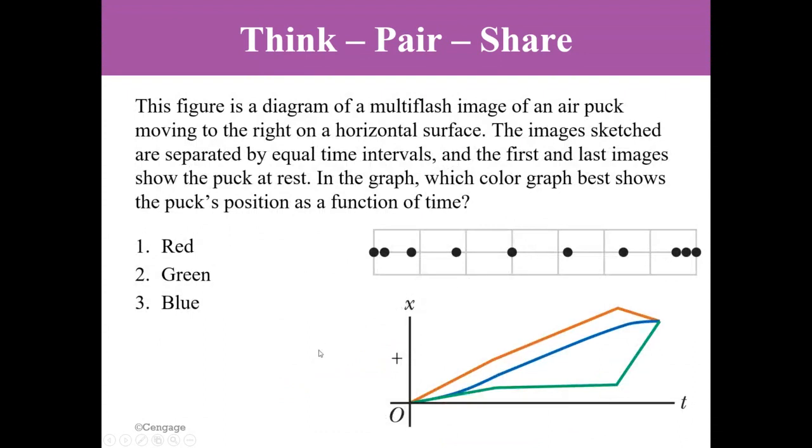Very well. This figure is a diagram of a multi-flash image of an air puck moving to the right on a horizontal surface. The images sketched are separated by equal time intervals, and the first and last images show the puck at rest. In the graph, which color graph best shows the puck's position as a function of time?